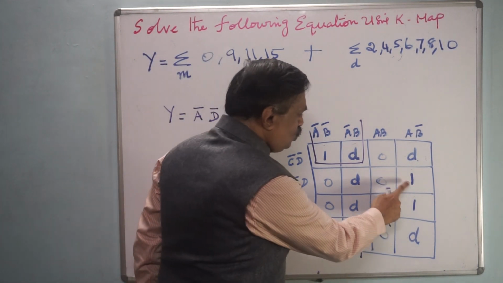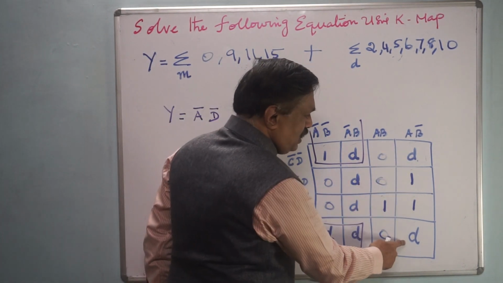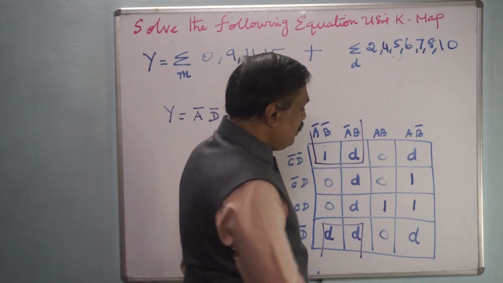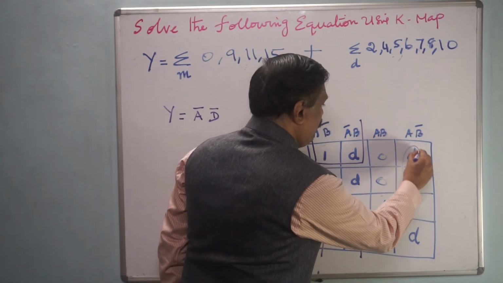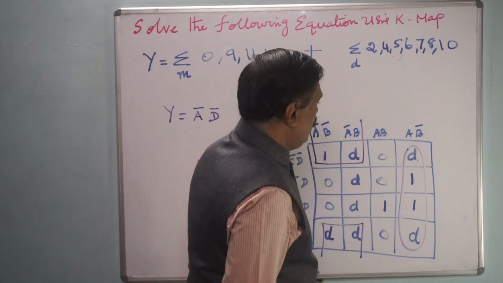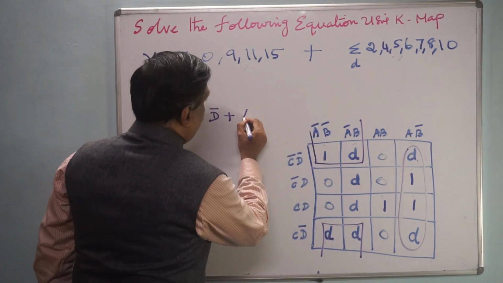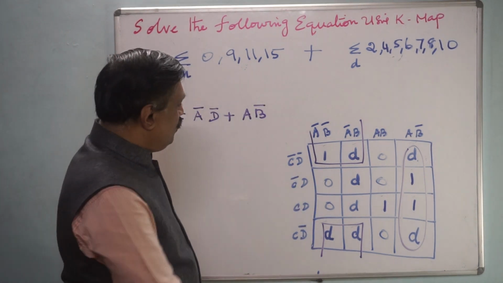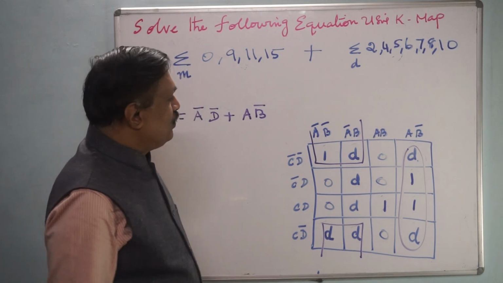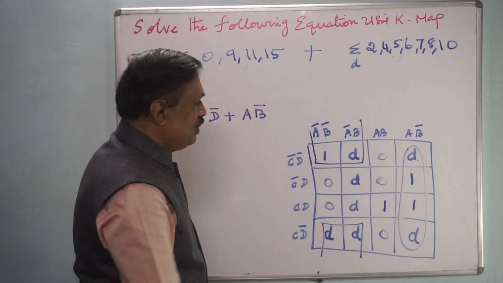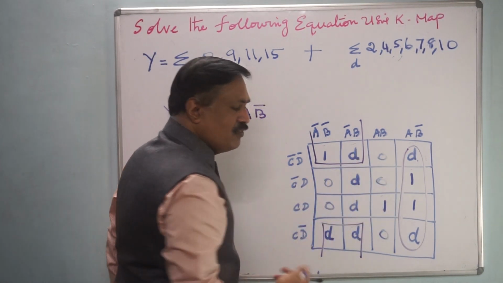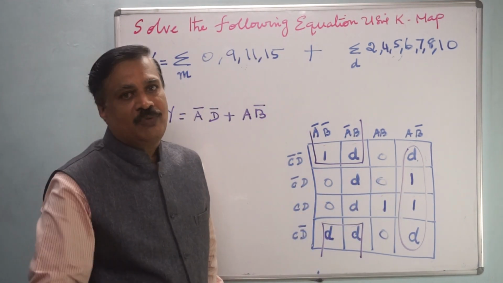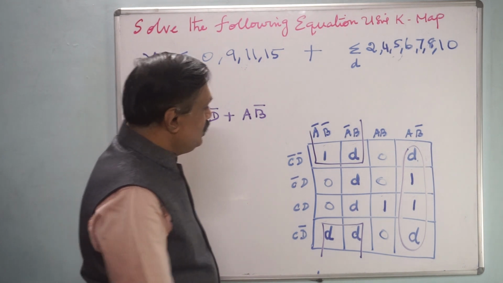And here two ones are there and two D's are there. If these D's are not given, you have to go for a pair only. But due to these D's, you can go for a quad. Therefore, if you use that, then A, B bar, and it is a vertical column, so all the other variables are eliminated. Therefore A, B bar for this quad. If these are not given, then you have to go for this pair, and then three variables will be there.